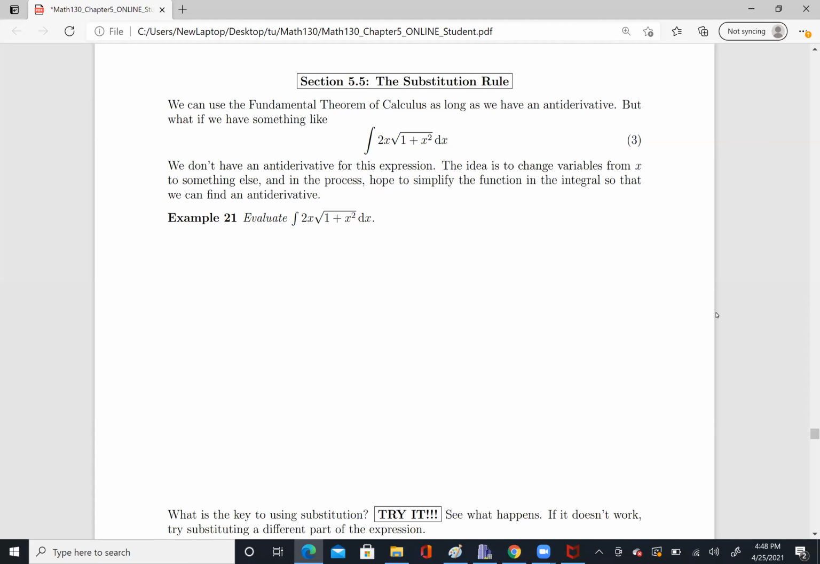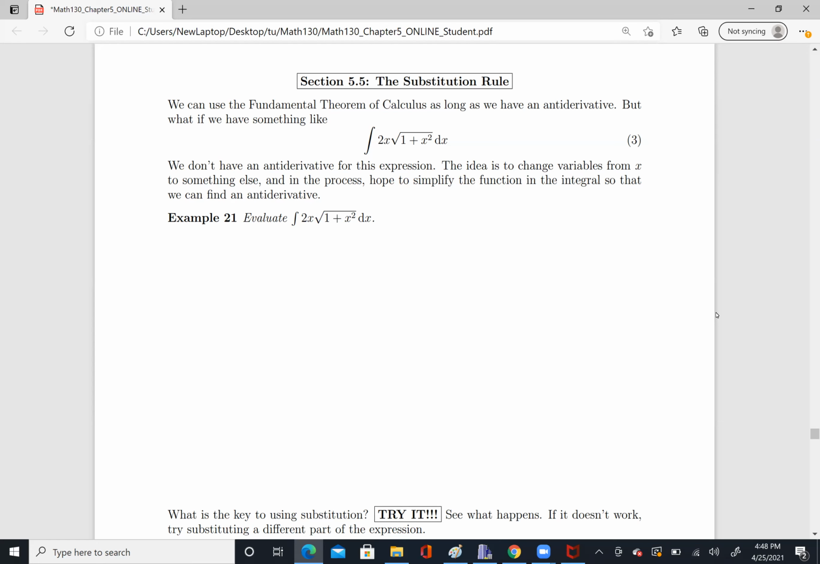Okay, section 5.5, the substitution rule. We can use the fundamental theorem of calculus as long as we have an antiderivative. But what if we have something like the integral of 2x times square root of 1 plus x squared dx? Then we don't have an antiderivative for this expression, right? And the idea is to change the variable from x to something else.